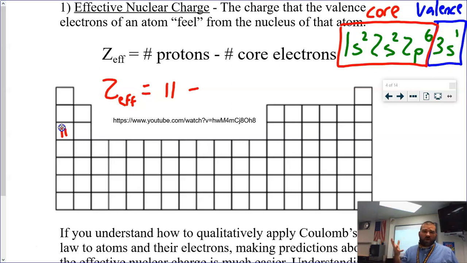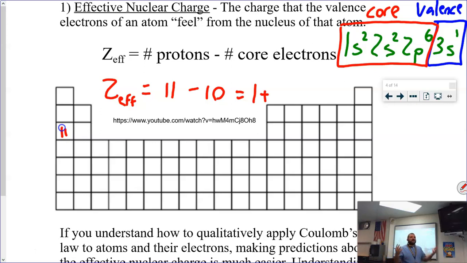So let's go back to our effective nuclear charge. It's element 11, we have 11 protons. How many core electrons does sodium have? It has 10, right? It has that one valence electron in the 3s orbital, but the other 10 electrons of sodium are core. So the effective nuclear charge for sodium is 1 plus.